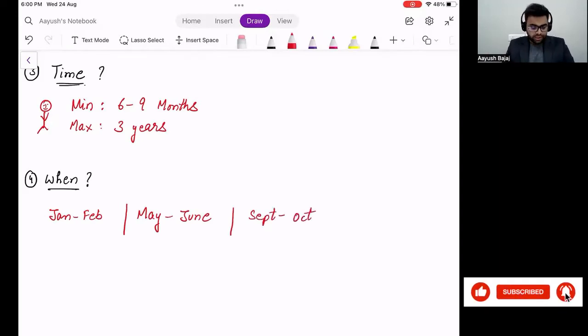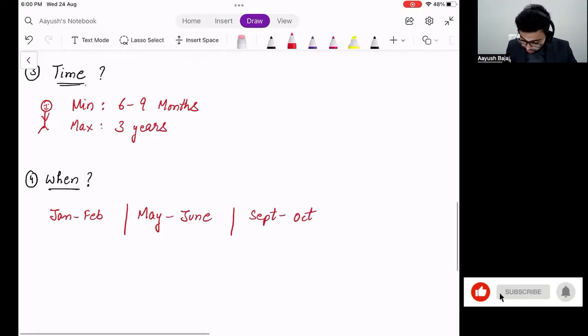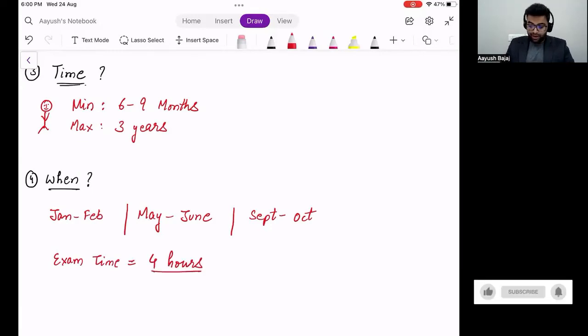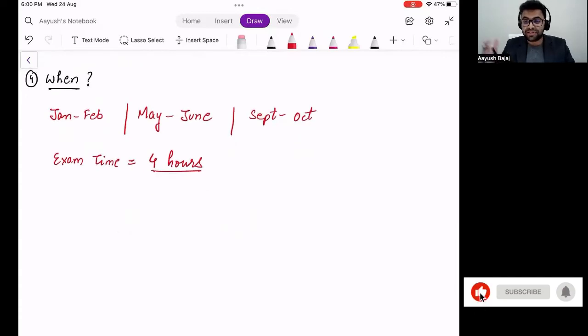All right. So you can schedule your exam in these windows, and exam is 4 hours. So exam time that you have is 4 hours. All right. And since we're talking about exam time, right? It's a 4 hour exam that you have to give.